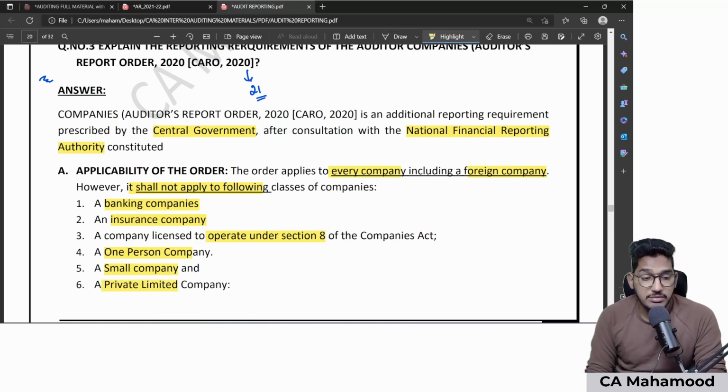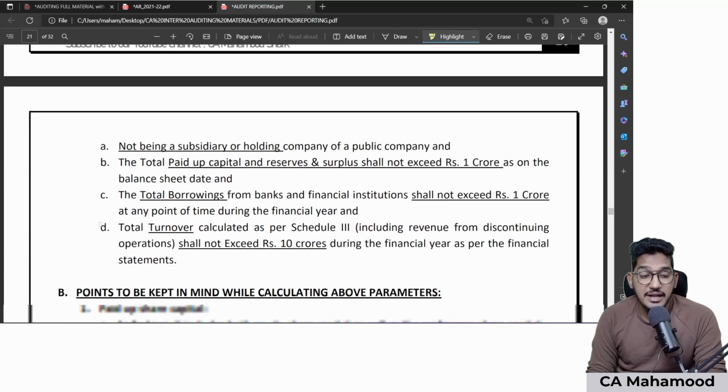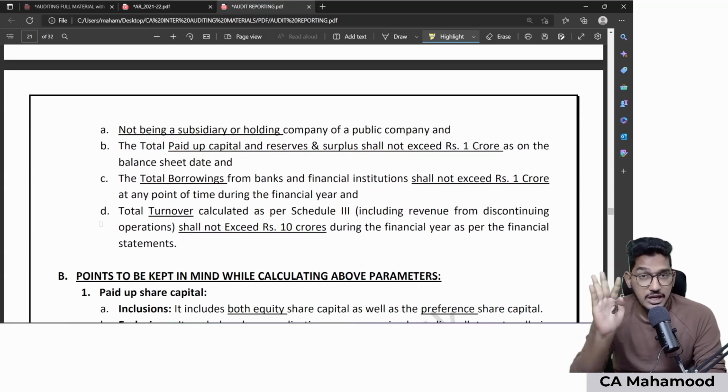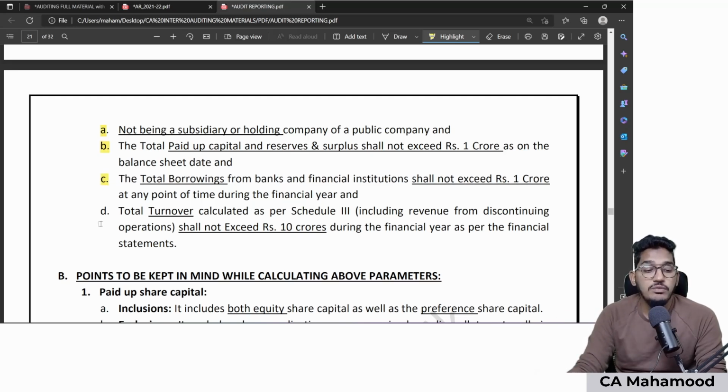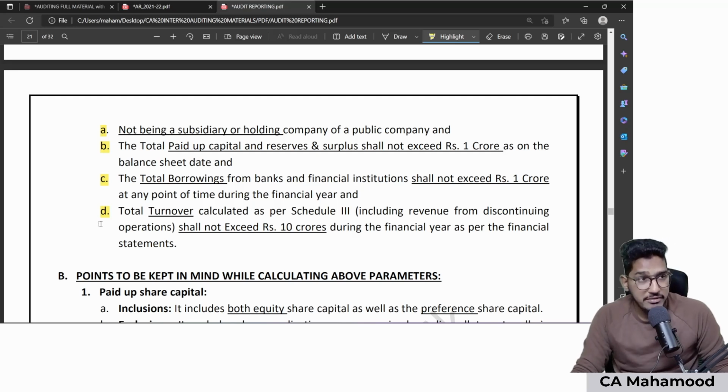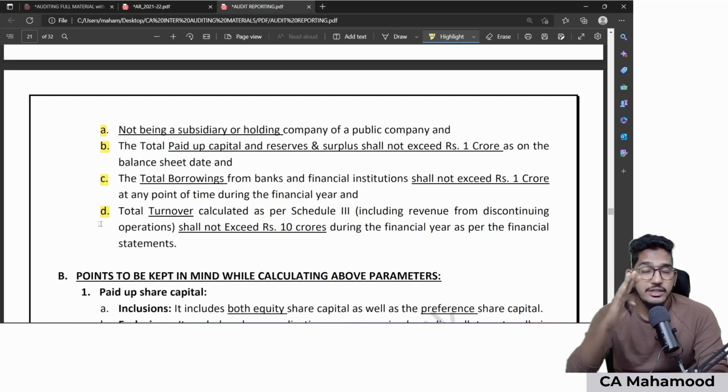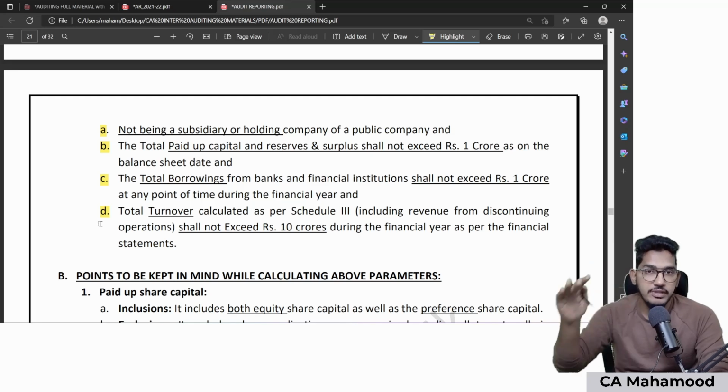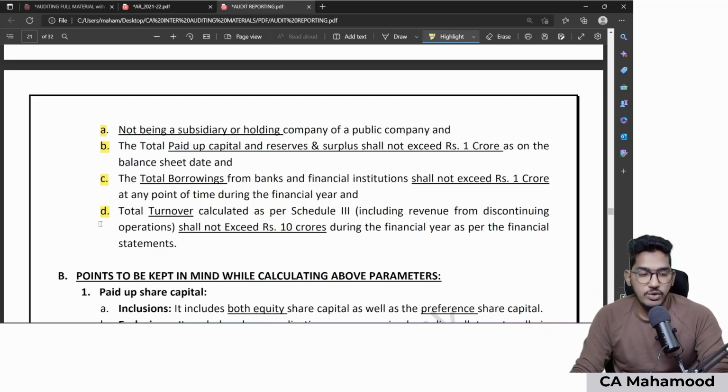It is not applicable for a private limited company if the private limited company satisfies 4 conditions. Not any one condition. If the private company satisfies all the 4 conditions, then CARO will not become applicable. Once again, I am repeating, when a private company satisfies all the 4 conditions given here, then the auditor need not report on CARO for that company. So what are those 4 conditions?